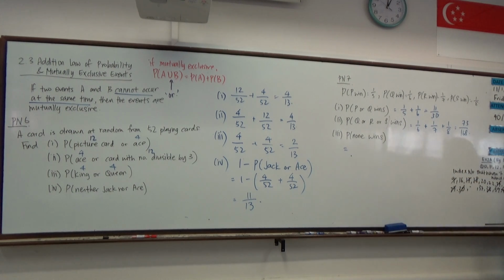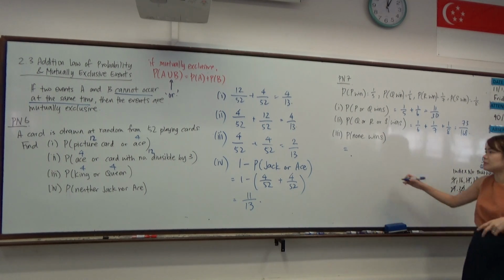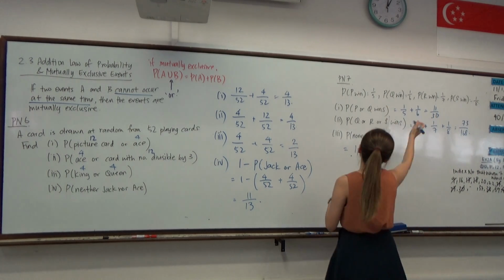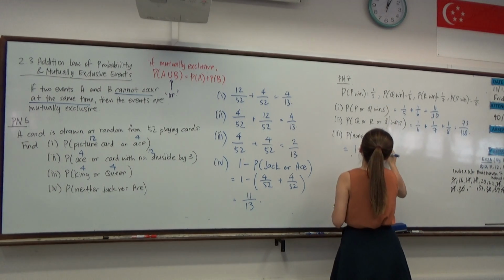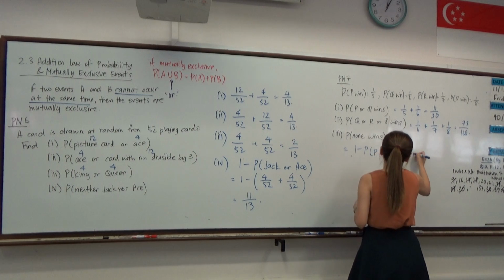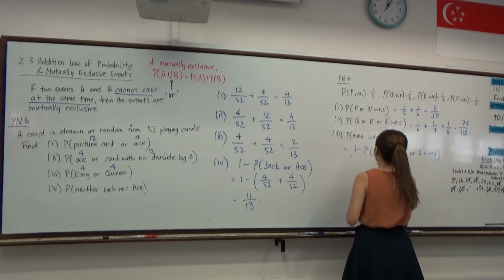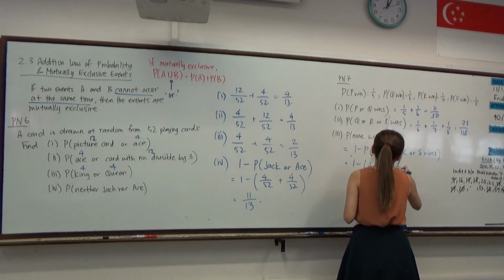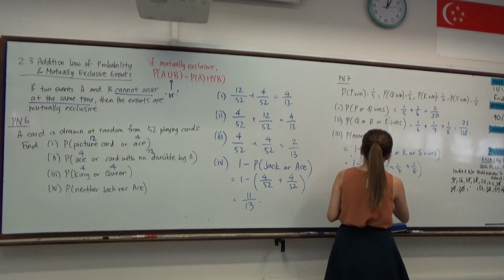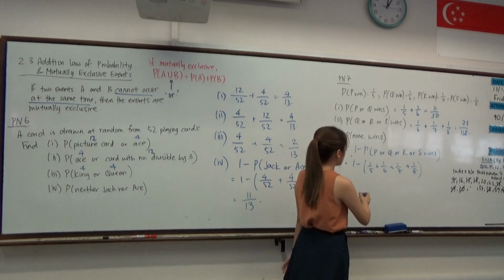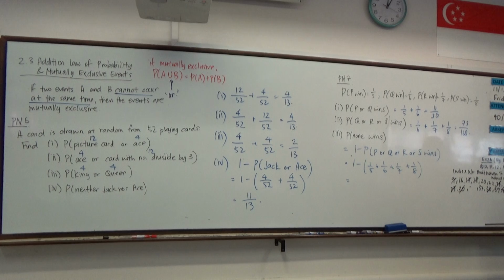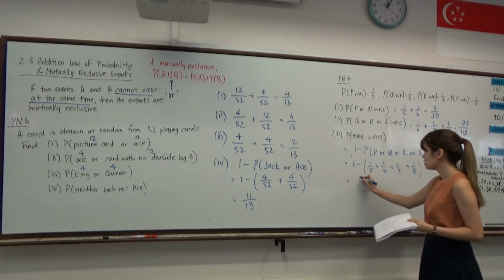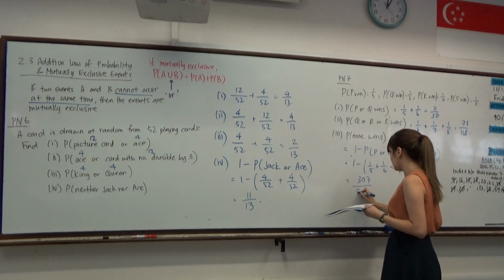And then lastly, the probability of nobody winning. How will you go about finding that? 1 minus everybody, as in PQRS. I'm just writing it down in case you didn't catch what I'm saying. So that will be 307 over 840.